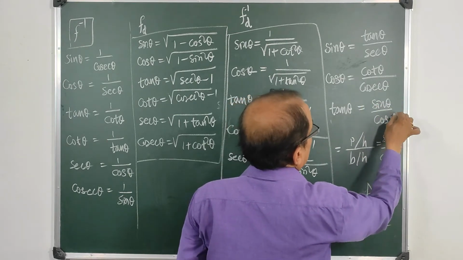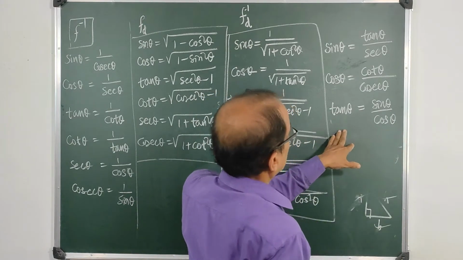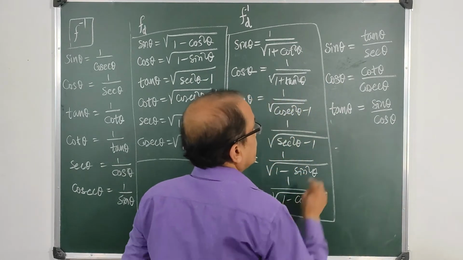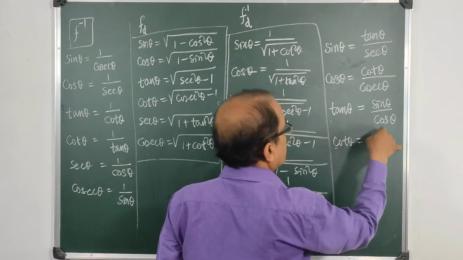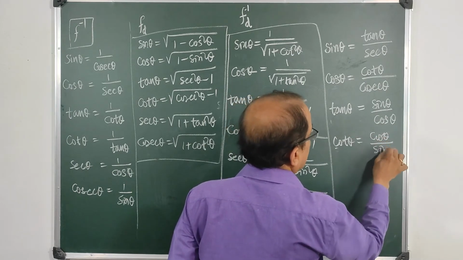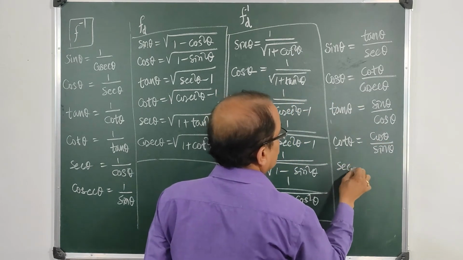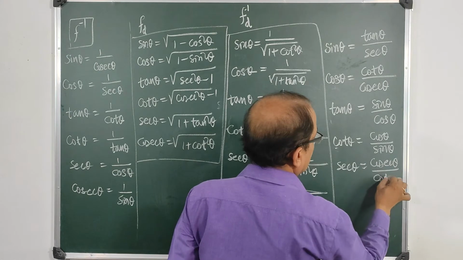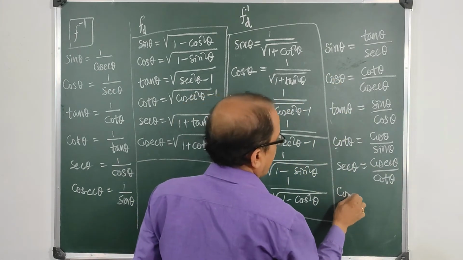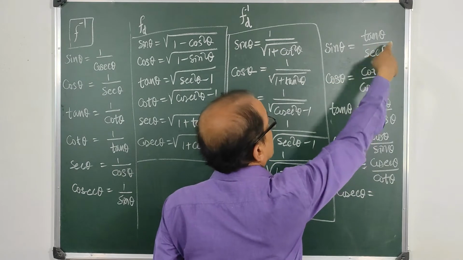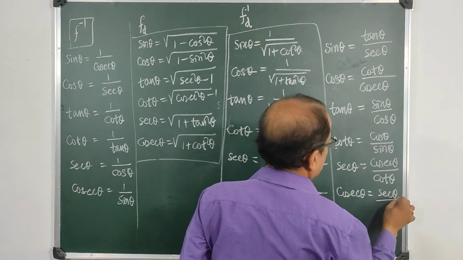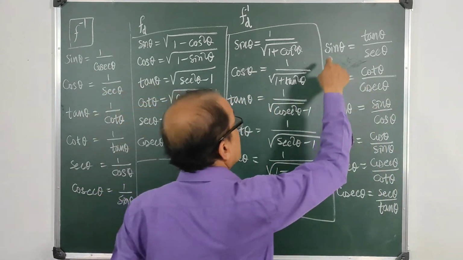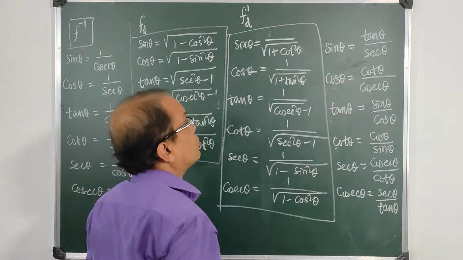And as we know, the three other ratios, cot, sec and cosec, are the reciprocals of these three. So we can also write cot theta, just the reciprocal, so cos theta by sin theta. We need not find it again. Similarly, sec theta will be 1 upon cos theta, so cosec theta by cot theta. And cosec theta will be just the reciprocal of that, so sec theta by tan theta. Now we got 6 different formulae which are the derivatives from the two different ratios.